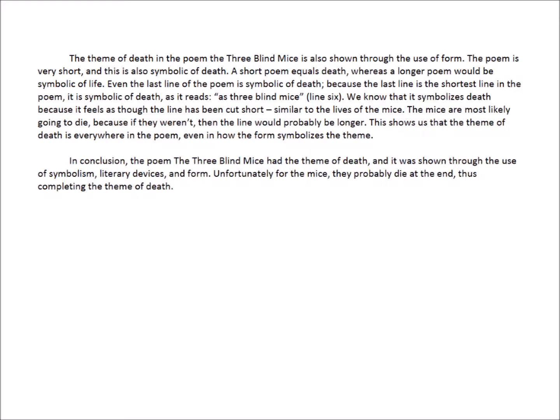We know that it symbolizes death because it feels as though the line has been cut short, similar to the lives of the mice. The mice are most likely going to die because if they weren't, then the line would probably be longer. This shows us that the theme of death is everywhere in the poem, even in how the form symbolizes the theme. In conclusion, the poem, The Three Blind Mice, had the theme of death, and it was shown through the use of symbolism, literary devices, and form. Unfortunately for the mice, they probably die at the end, thus completing the theme of death.